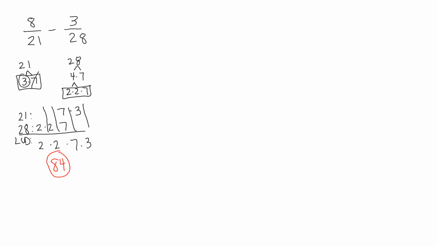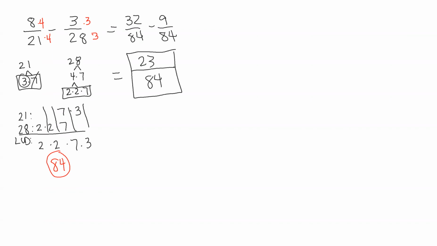So I asked myself, what do I multiply 21 by to get 84? Or you could also say, what happens when I divide 84 by 21? No matter how you word the question, you get a 4. So we multiply top and bottom by 4. We do the same thing for 28. What do I multiply 28 by to get 84? 3. So top and bottom by 3. Now, multiplying out, I get 32 over 84 minus 9 over 84. All right. So 32 minus 9 is going to be what? 23 over 84. Now, 23 is prime. It does not go into 84. So this right here is your final answer.